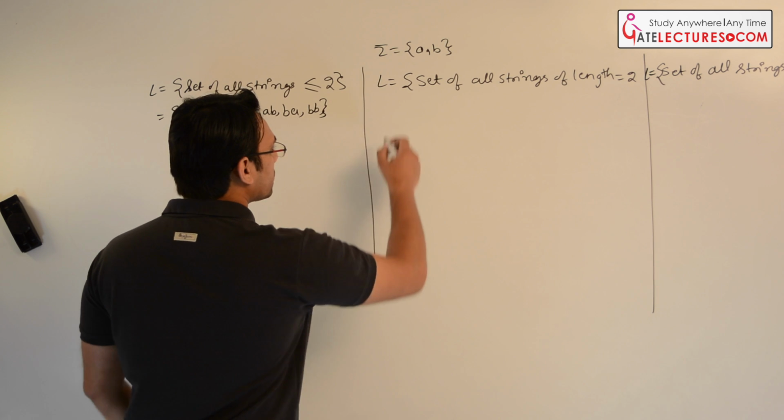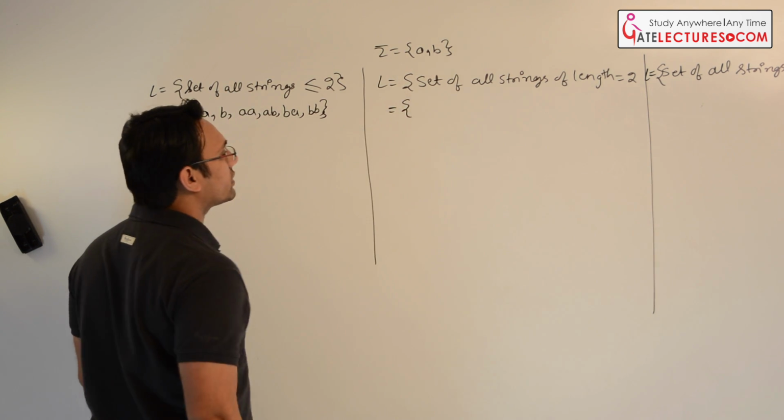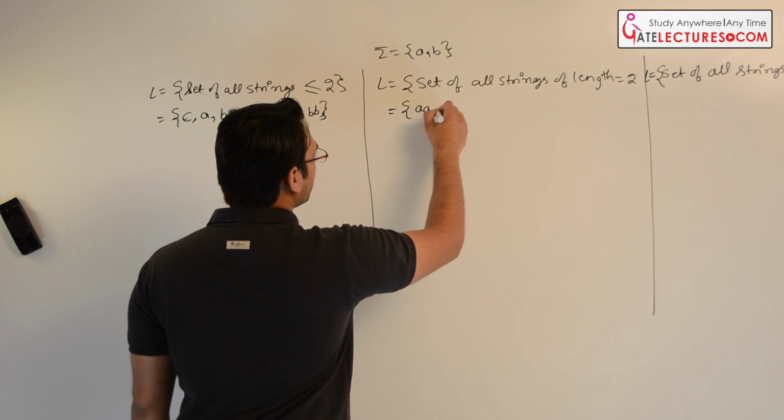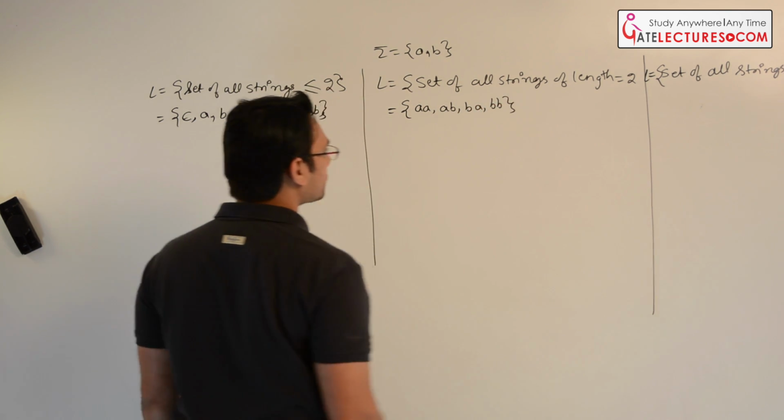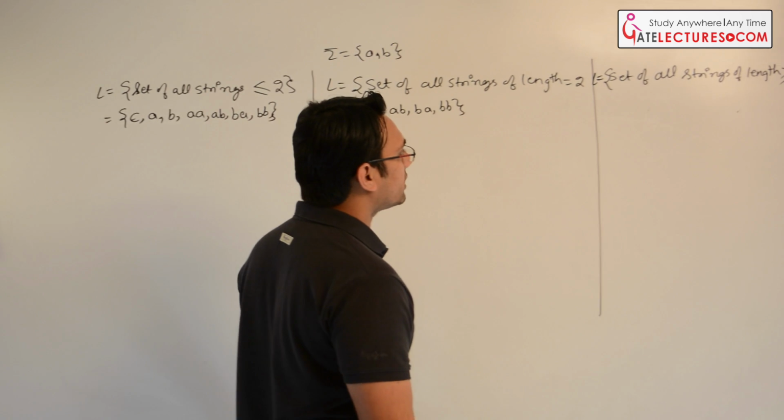Okay. Now what are the strings which will be present in this case? Strings will be AA, AB, BA, BB. And what are the strings which will be present in this case?